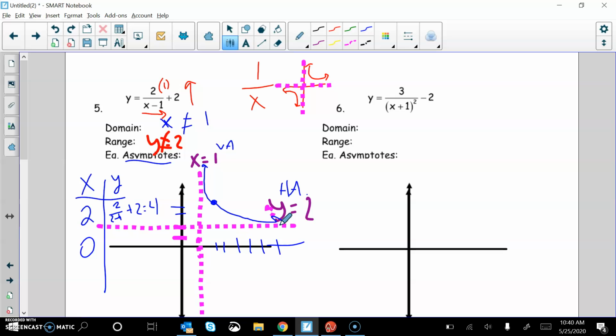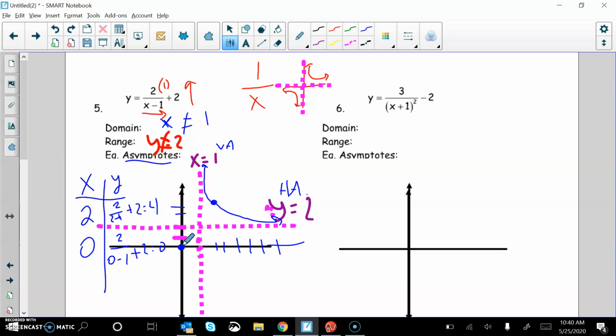All right, let's plug in 0. So 2 over 0 minus 1 plus 2, negative 2 plus 2, so that's 0. We got the x-intercept. That's pretty nice. So when x is 0, the graph is at 0. So that worked out nicely. So we found the x-intercept and the y-intercept, as it turns out.